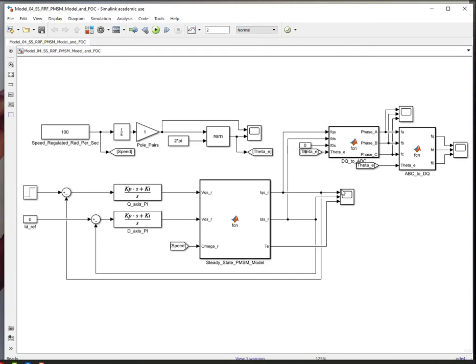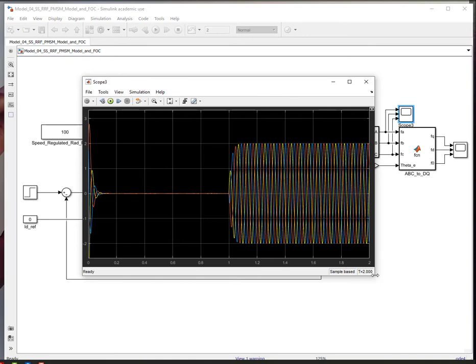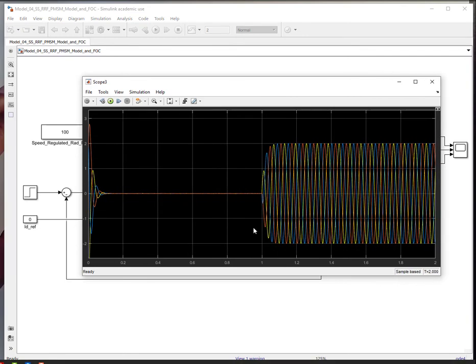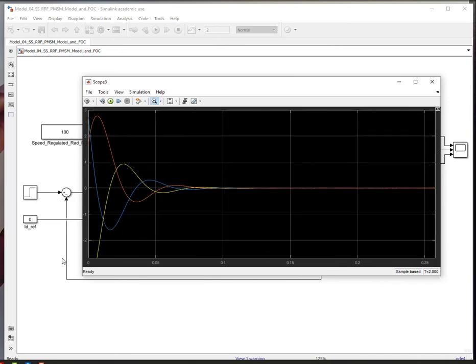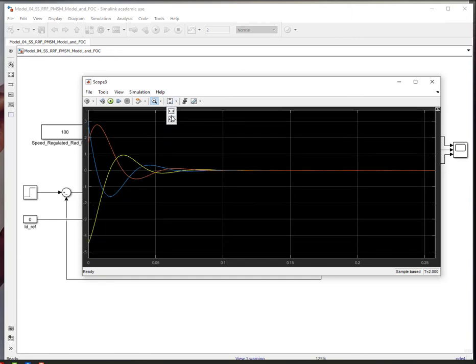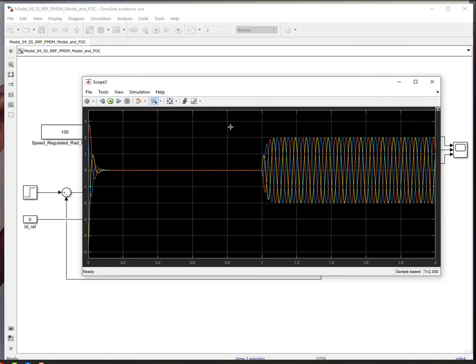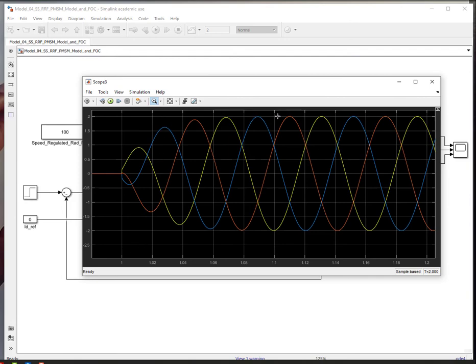Now let's take a look at our ABC currents here. Okay, there we go. So we have very nice, very well behaved currents. If you look at this initial stage, this is your transient, but all the currents are driven to almost zero. Okay, and when we look at the second portion where we have the step input of 2 amps, you can see that we have the peak-to-peak value of current being regulated to 2 amps, right?